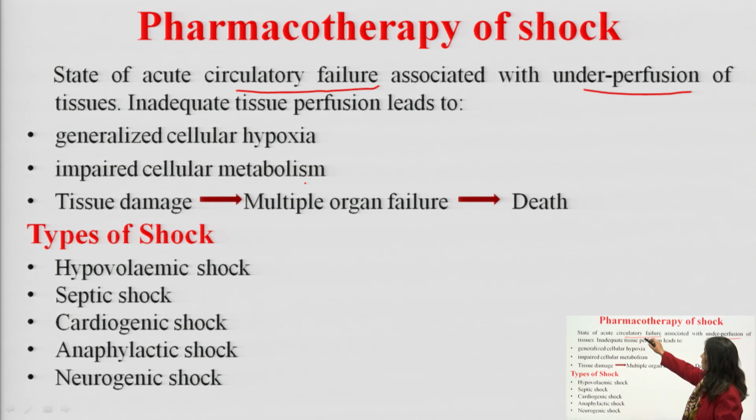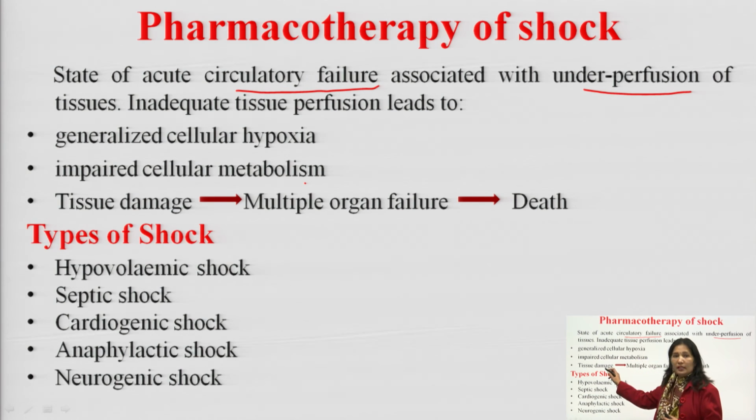So, what does it mean acute circulatory failure? So, shock is a generalized inadequate blood flow throughout the tissue, throughout the body. So, when there is inadequate blood flow, then there will be reduced blood supply. Reduced blood supply will result in reduced oxygen supply, and reduced oxygen supply will result in the depressed functioning of the tissues and organs. So, that will result in multiple organ failure and ultimately it will lead to death.